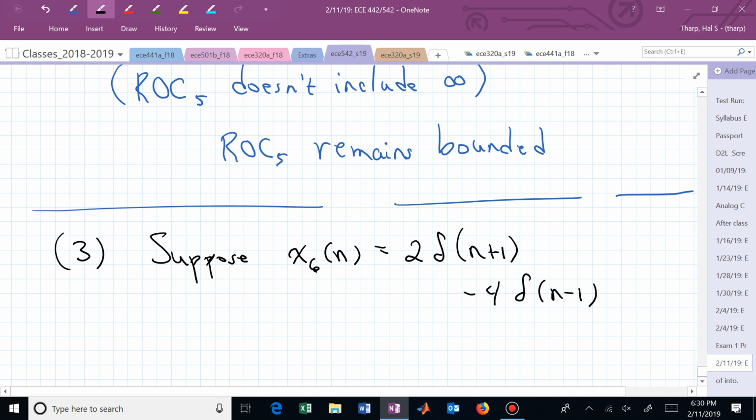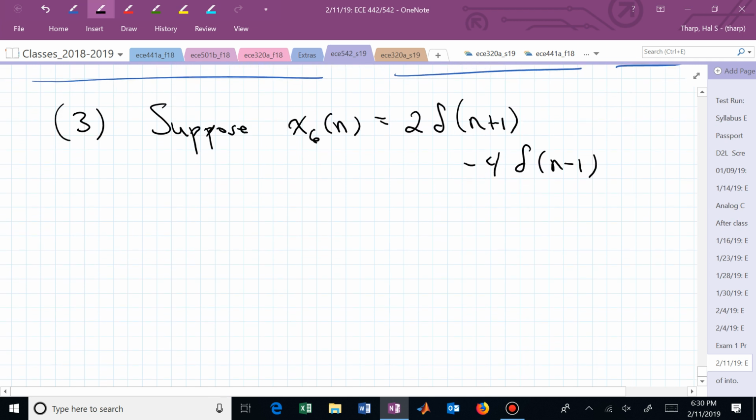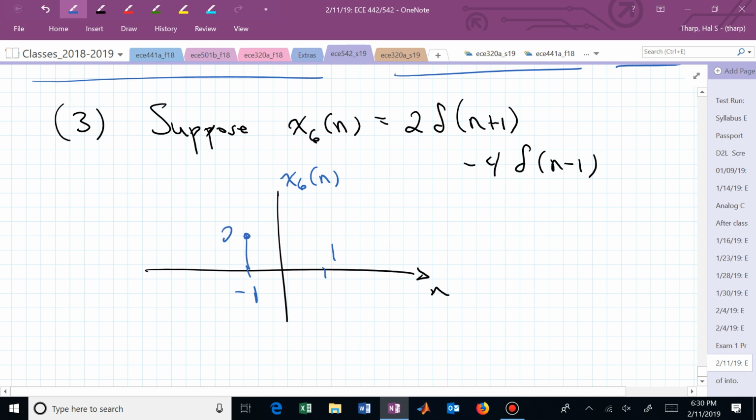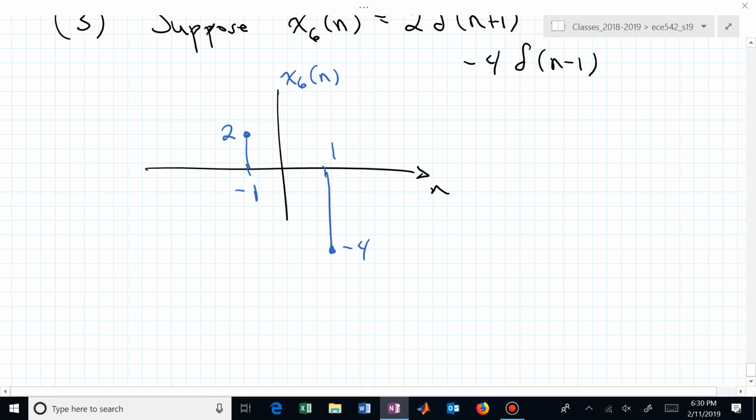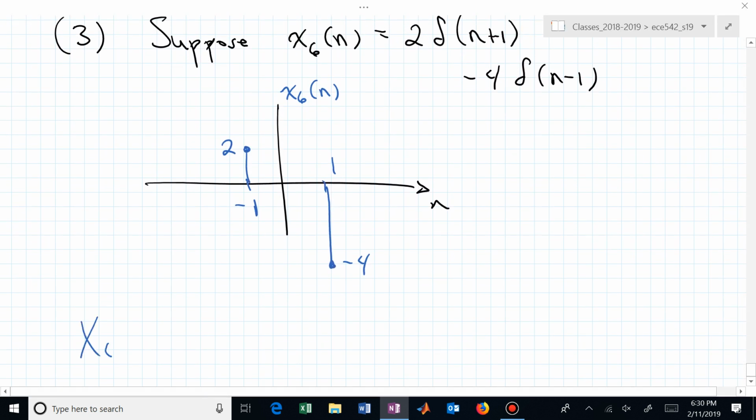Now we have a sequence which we're calling x sub 6 of n, that has a non-zero value at minus 1 and another non-zero value at plus 1, where the non-zero value at minus 1 is 2 and the non-zero value at 1 is minus 4. And what's the z transform of x sub 6?